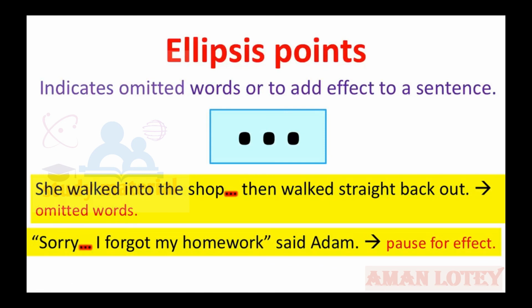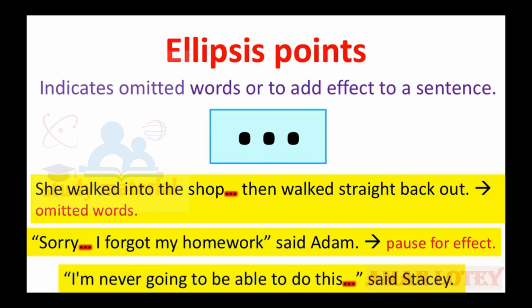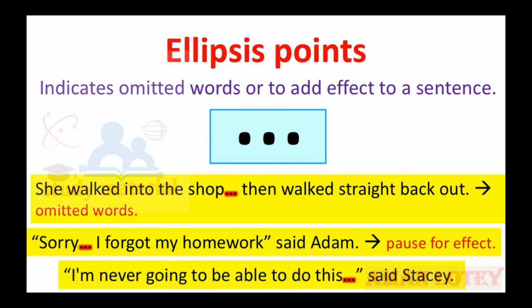"Sorry, I forgot my... homework," said Adam. This sentence shows us where ellipsis points have been used to create a pause for effect. Another example is, "I'm never going to be able to do this..." said Stacey.